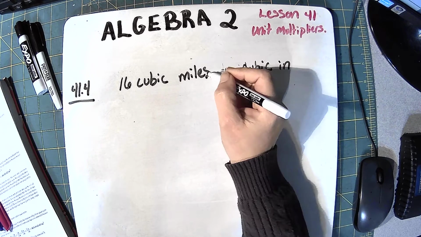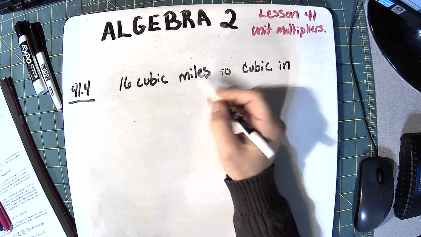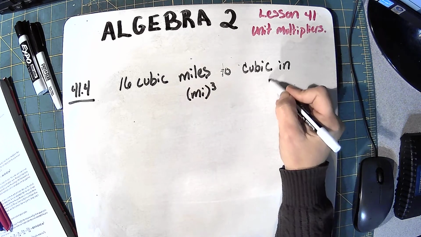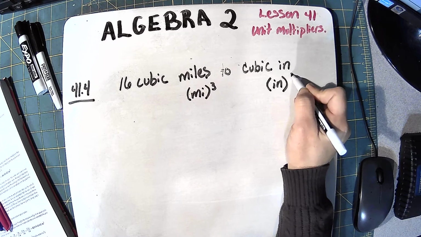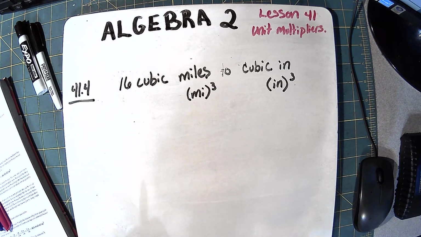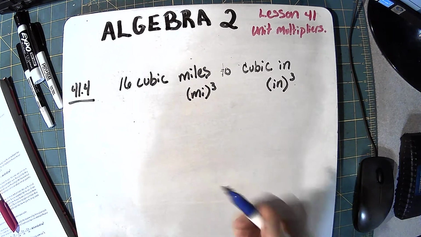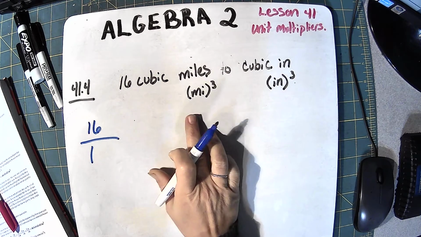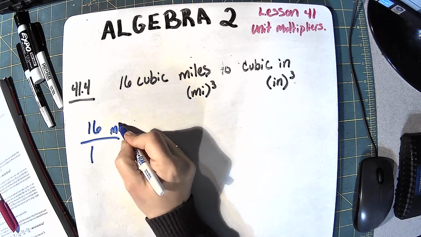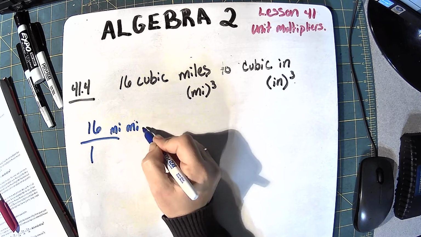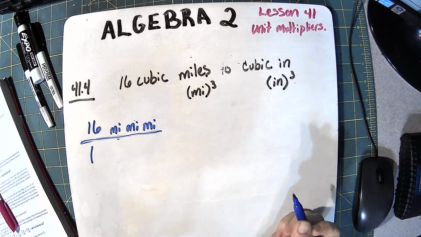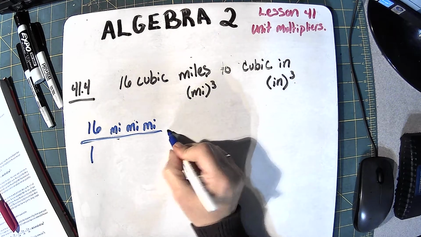Alright, and it tells us that cubic miles is miles cubed, and cubic inches is inches cubed. So that means we have miles times miles times miles. So I'm going to start with 16 over 1, and then I have miles 3 times. So 1, 2, 3 for cubic. That means that I'm going to have 3 unit multipliers.